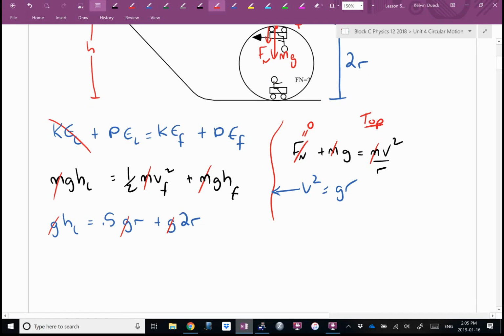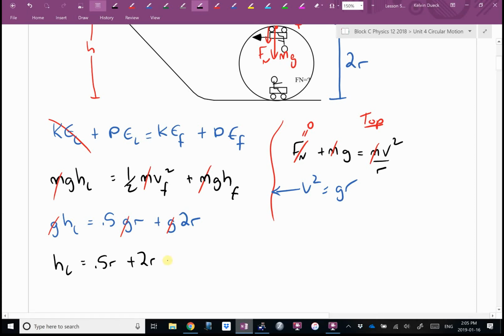So I get this. h initial equals, and not only do the g's cancel, I get 0.5R plus 2R. Those are like terms. What is 0.5R plus 2R? No, we're not done yet. Just generically, algebraically, what is that?